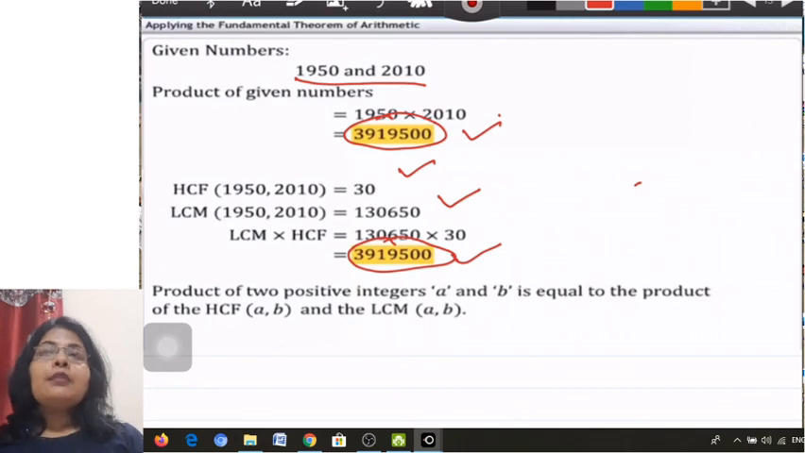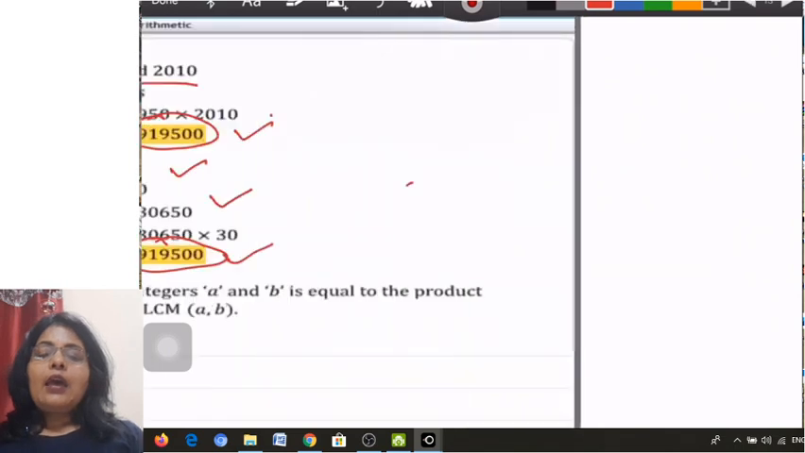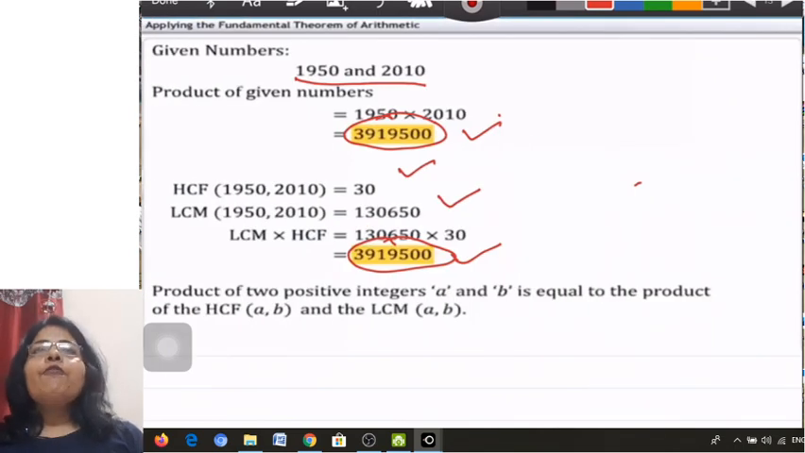So I hope this is also one concept which is always seen in our examination. So I hope you have understood these concepts, and in our next session we will discuss some more concepts. Thank you and have a nice day.